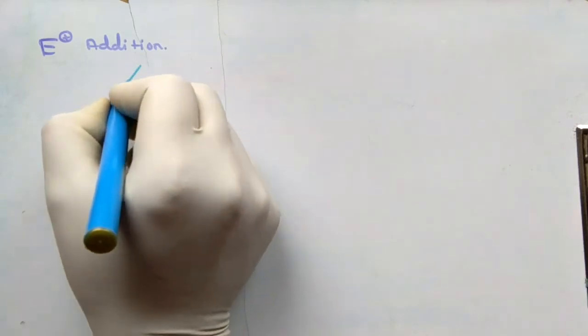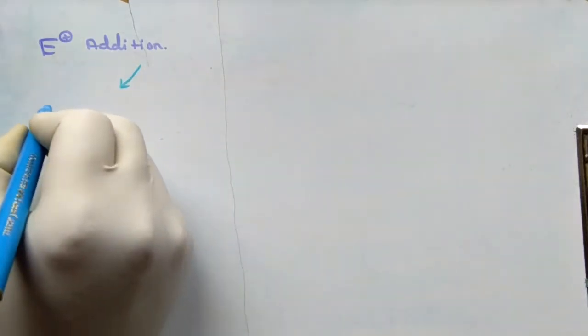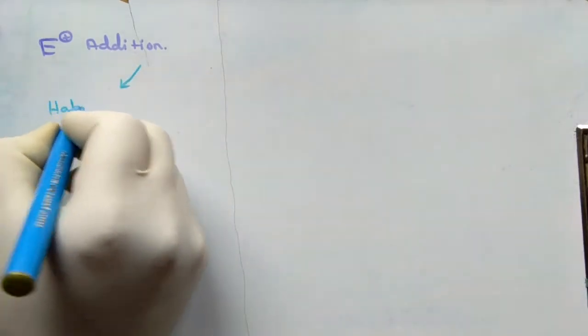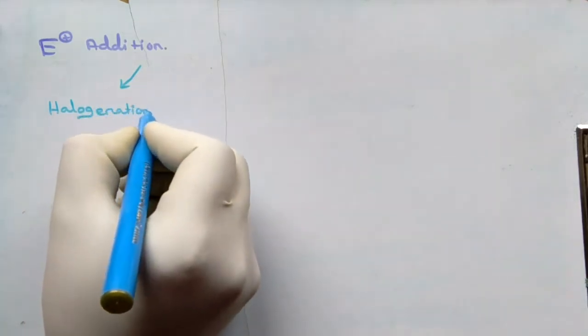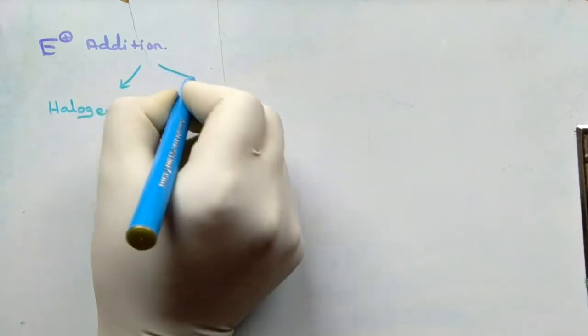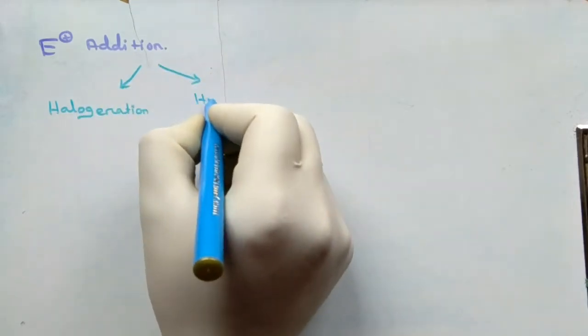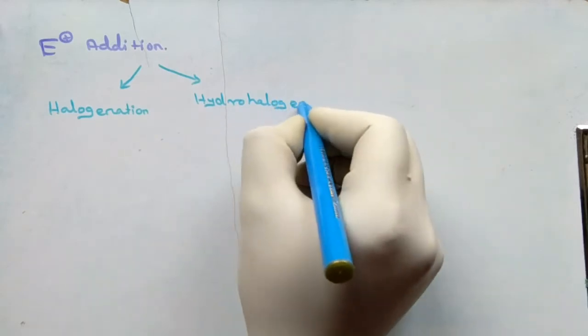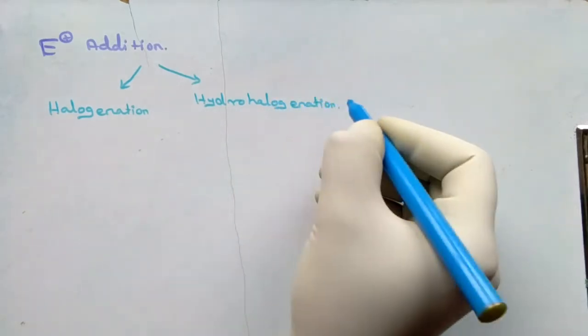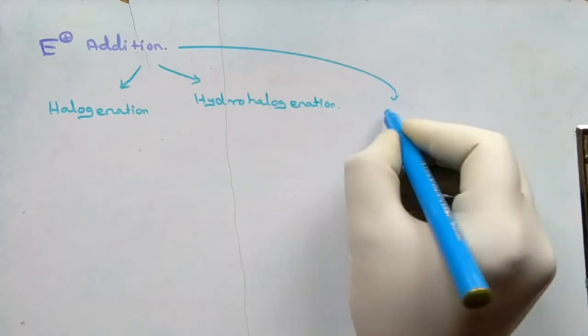In this video, we are going to see three types of electrophilic addition. They are halogenation, hydrohalogenation, and the third one is hydration.